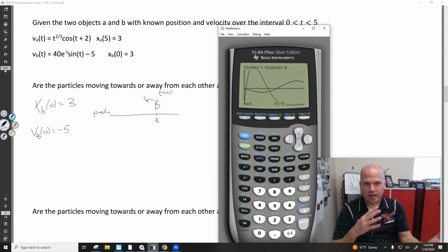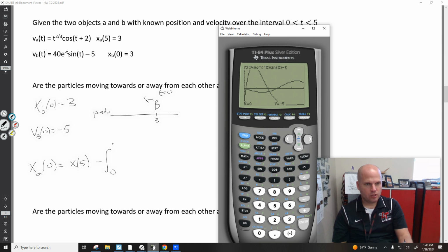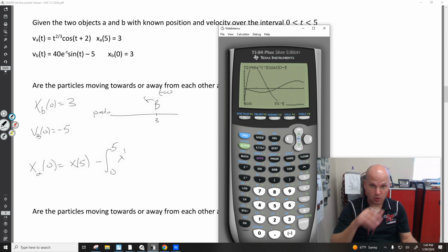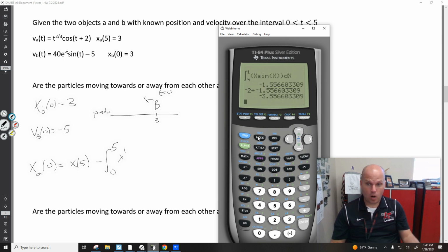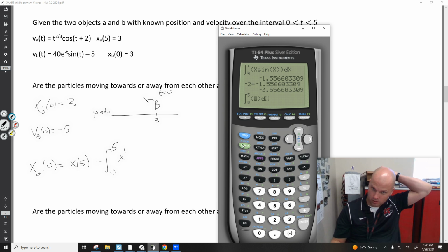Now, to figure out if I'm going towards or away from A, I need to figure out the position of particle A. All right, well, the position of particle A at 0 will equal the position at 5. And then again, you're going to subtract your displacement from 0 to 5. Make sure you go back in time. A is y1. So keeping that in mind, I'm going to math 9, 0 to 5, y1. I could do this in the graph, but it gets a little bit weird.